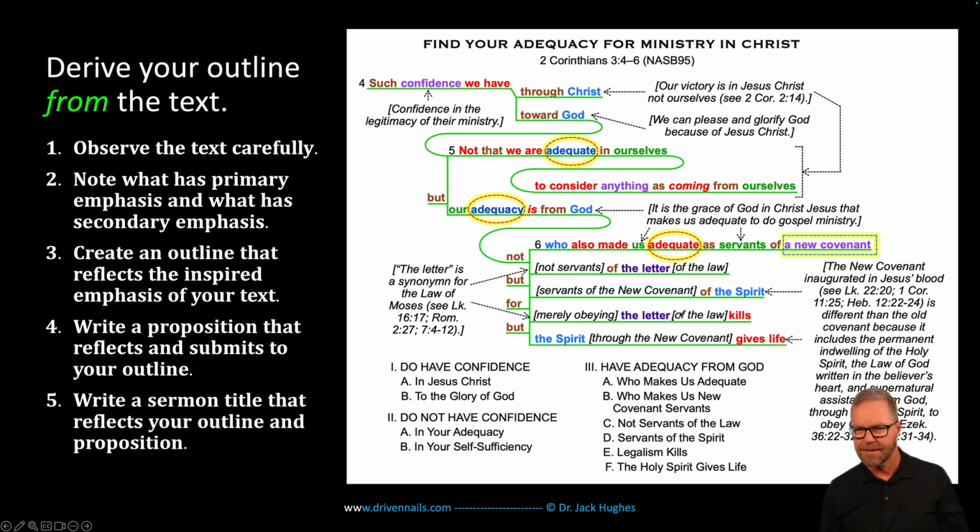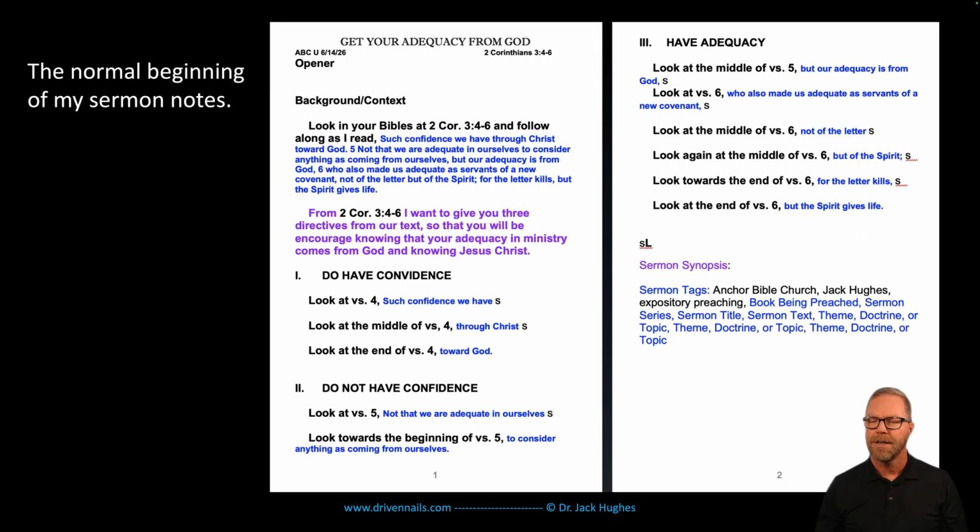Legalism kills, the letter kills. The Holy Spirit gives life, there it is. Notice how the whole outline, all the subpoints come from the text, not ideas that I generate in my mind, not feelings, not what I sense, not what I remember from other texts. I actually get it from the text, and that's what you're supposed to do. So let's move on and see how this is me putting my sermon notes together.